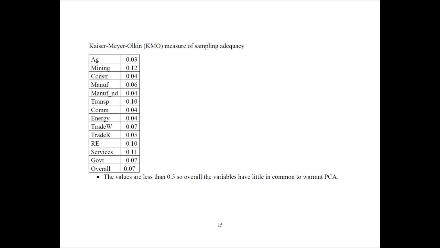Okay, so the final thing to do is look at the Kaiser-Meyer-Olkin measure of sampling adequacy. So you can request this in computer software and then interpret it. And here we have that values are less than 0.5. So overall, the variables have little in common to warrant principal component analysis in our example. So probably not the right data set exactly to be doing principal component analysis, but this is how you would go about doing this with your own data set.